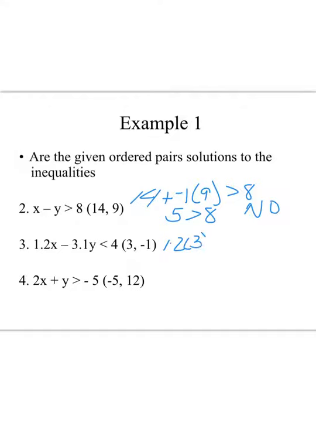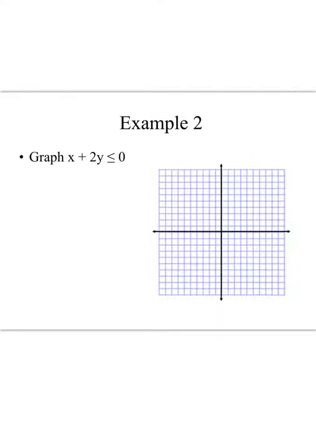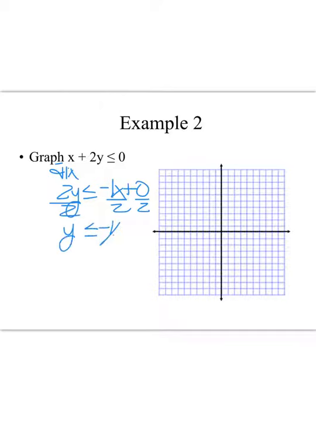1.2 times 3. For some reason it wasn't recording. In this particular example, you'll notice that our line is not in slope-intercept form. So the first thing we need to do is get it into slope-intercept form. So I'm going to add -1x to each side. So 2y is going to be less than or equal to -1x plus 0. We're going to divide everything by 2. So y is going to be less than or equal to -1/2 x plus 0.